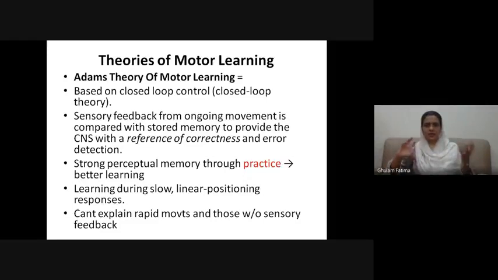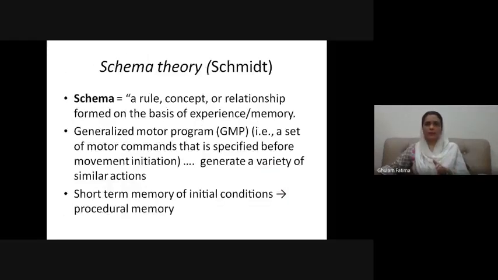So Adams theory is very good, and it explains slow learning when there is sensory feedback, which is compared with the reference of correctness, and then there is error detection, then refinement of the movement, and then practice to define that movement. It is very good to understand how linear and slow movements undergo motor learning. But when coming towards the open loop system, this theory has some shortfalls. Then the schema theory, which was produced by Schmidt, comes to help us.